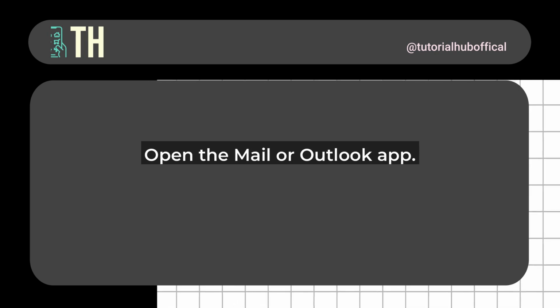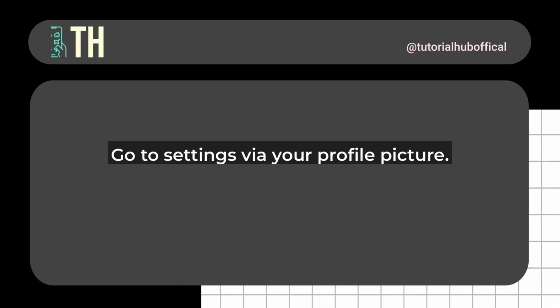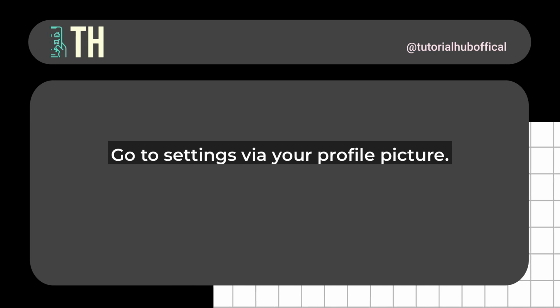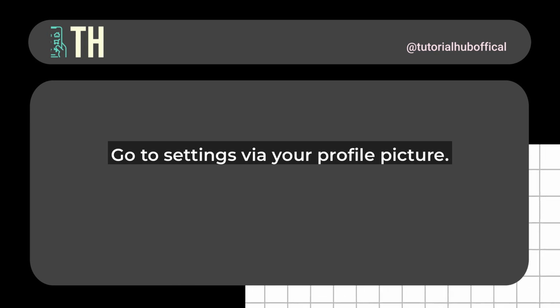Now, here's the key part. Click on your profile picture or the settings gear icon in the top right. From there, select View All Outlook Settings at the bottom of the dropdown. This will take you to a settings page where you can manage your mail options.